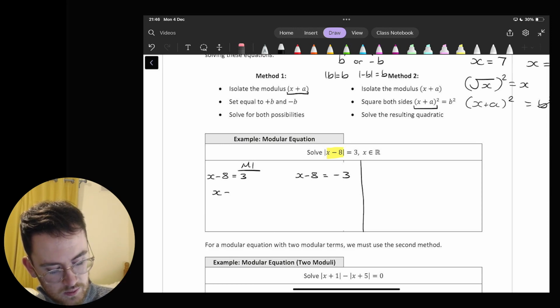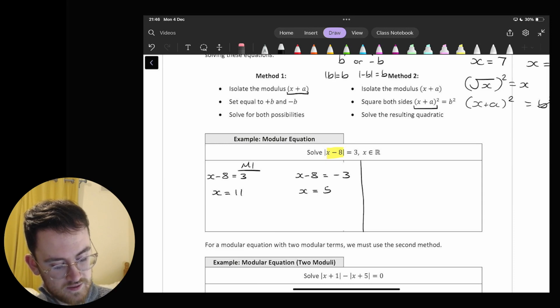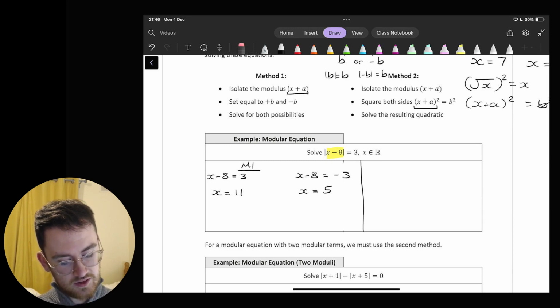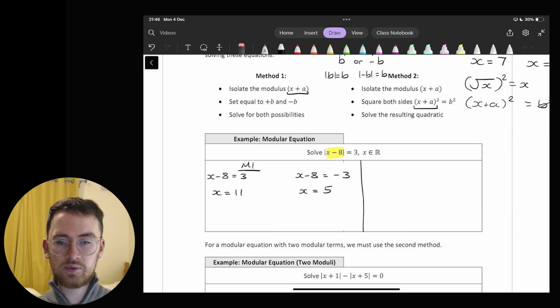So solving that one, I get x is equal to 11, or x is equal to 5. That's my two answers. So let me see, have I got that one right there? Yes, x is equal to 5 or x is equal to 11. Okay, so my two answers for that one.